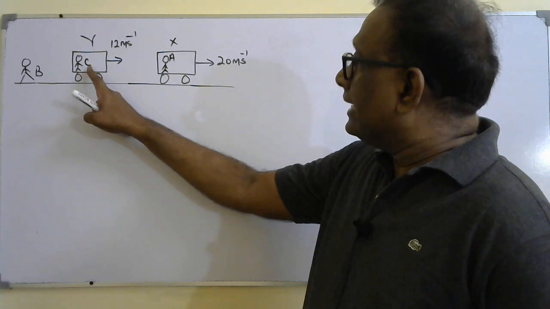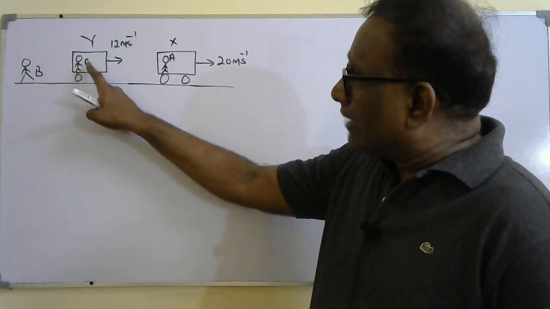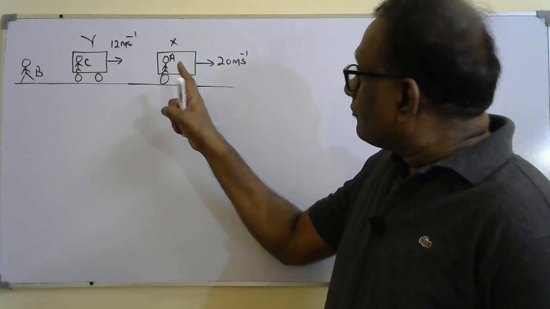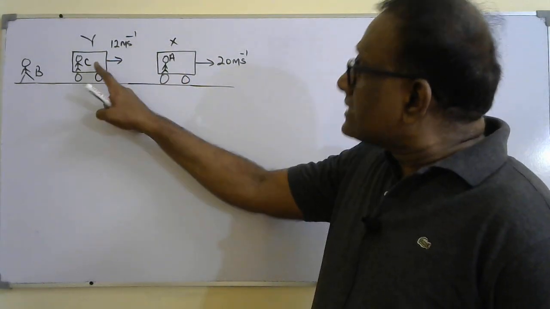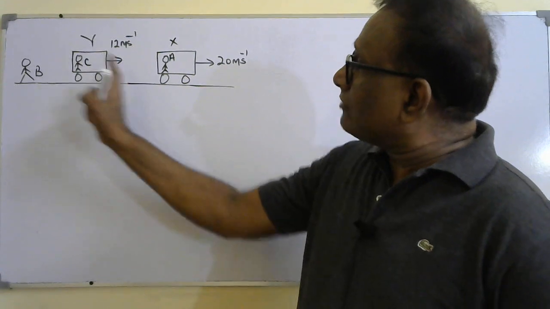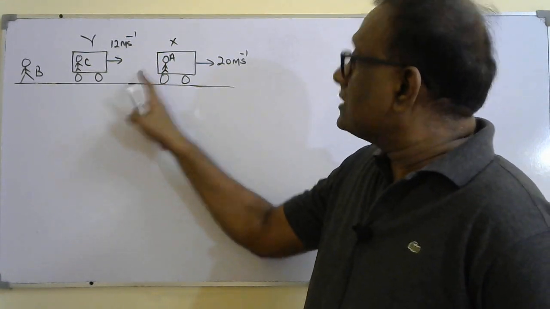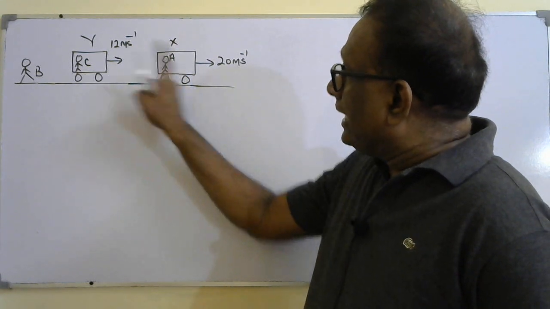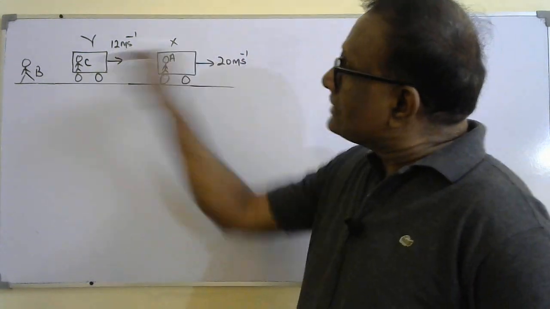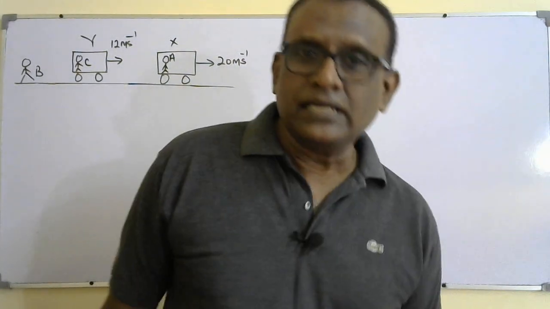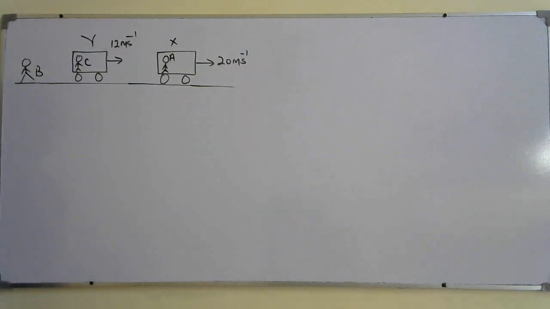So according to C, on the frame of reference of C, A is moving towards right at 8 meter per second. On the frame of reference of A, C is moving towards left because the gap is going to increase every second by 8 meters. So on the frame of reference of A, C is moving towards left at 8 meter per second. These are very simple relative velocities.